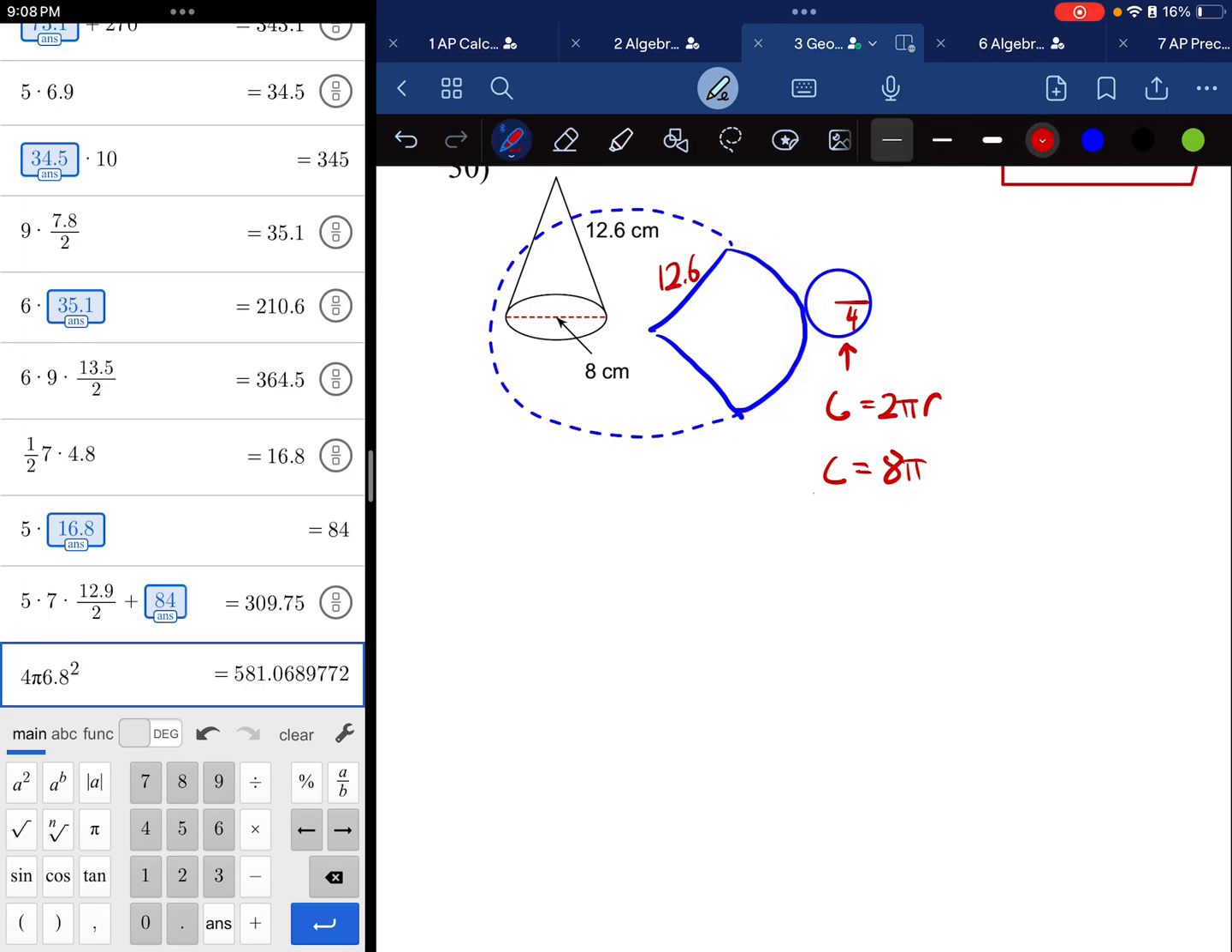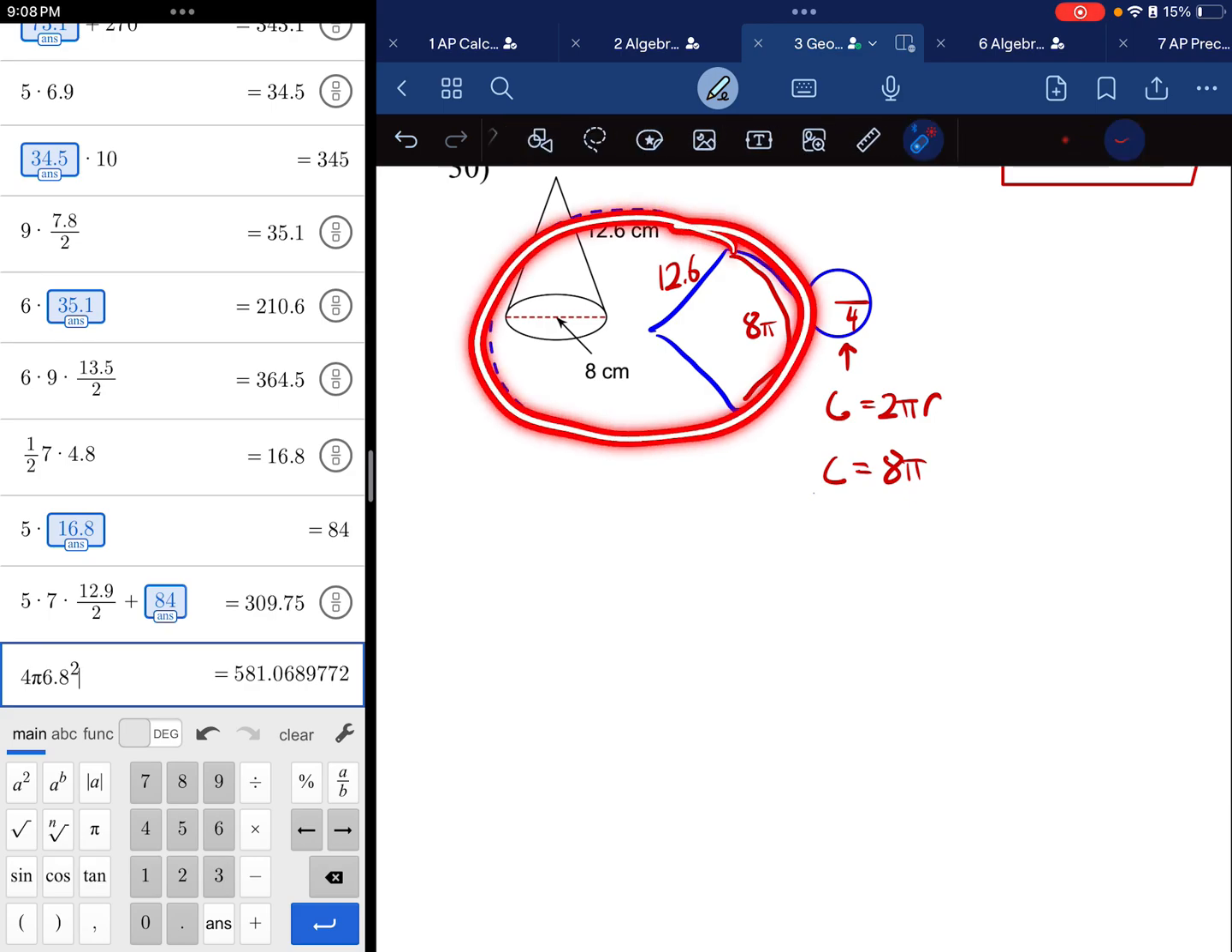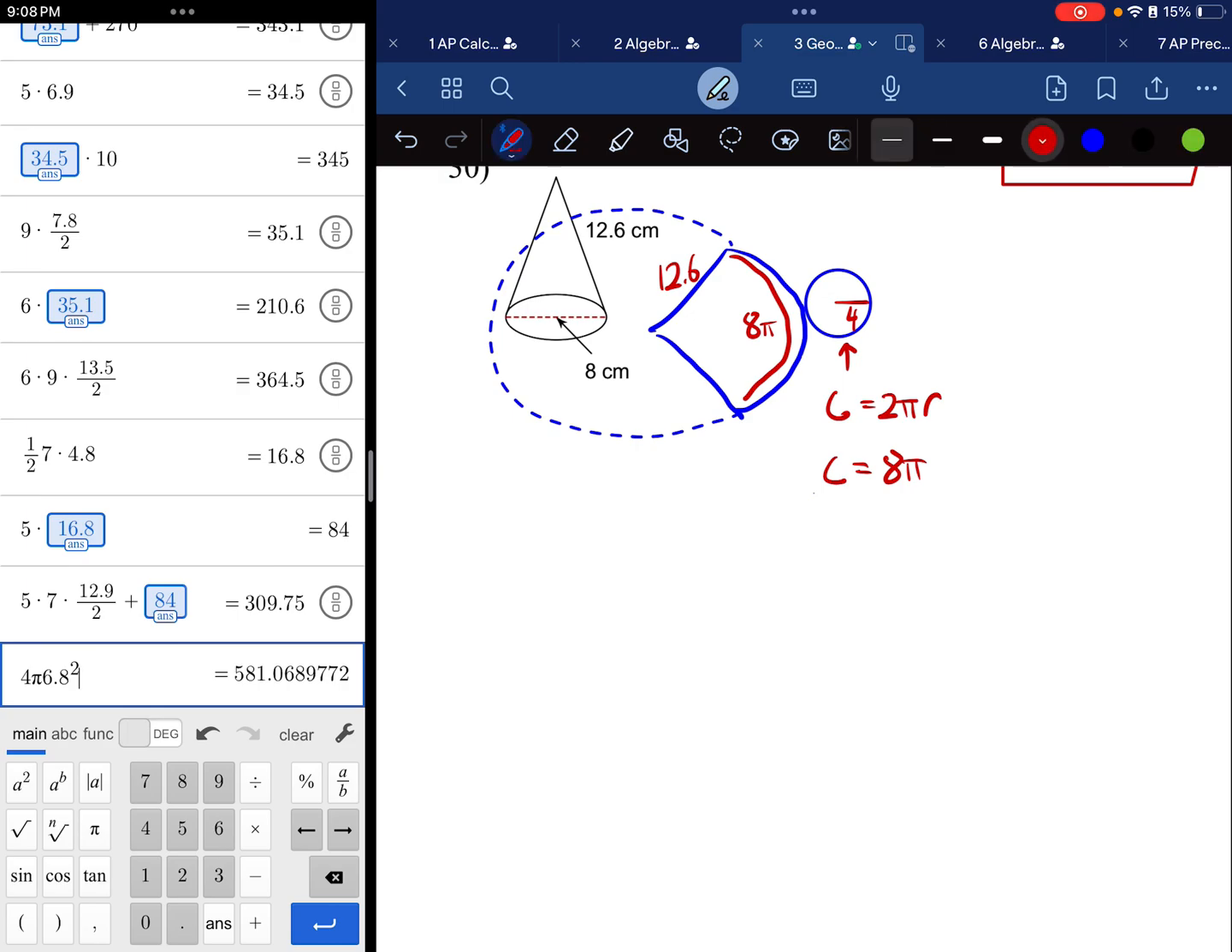It's kind of interesting, right? So this distance here to here, I'm going to label, it's 8 pi. So why is that important? It's because I can figure out what the entire perimeter or circumference is of the big circle.